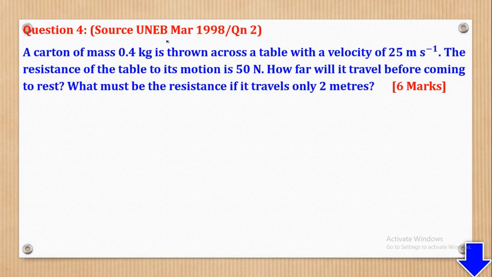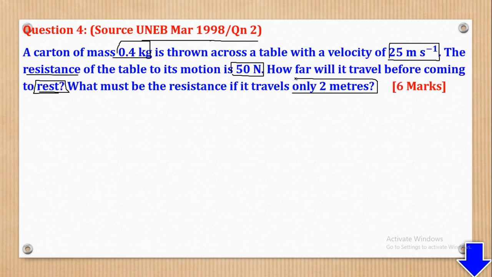Now we shall go to question 4, which came from UNEB March 1998, paper 2, question 2, and it says a carton of mass 0.4 kilograms is thrown across a table with a velocity of 25 meters per second. The resistance of the table to its motion is 50 newtons. How far will it travel before coming to rest? That is question 1. Then another question is that what must be the resistance if it is to travel only 2 meters? So we shall start with the first question: how far will it travel before coming to rest?